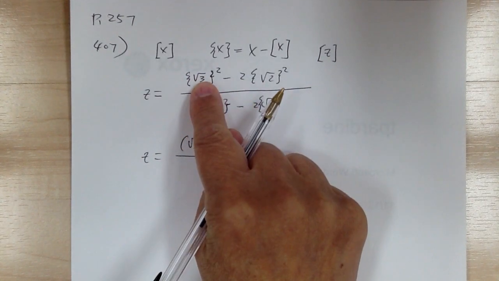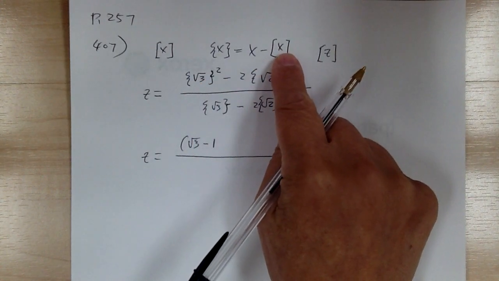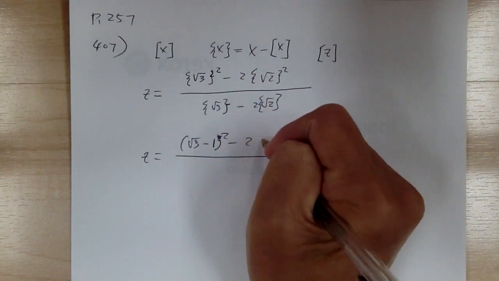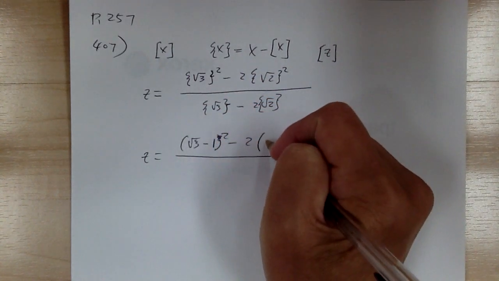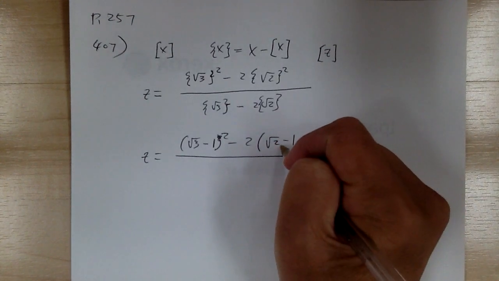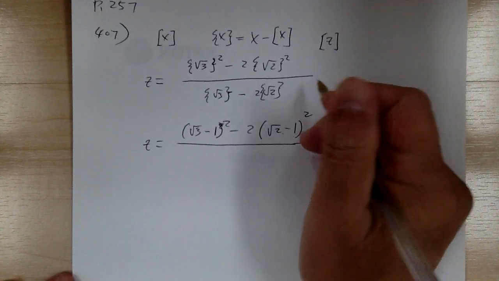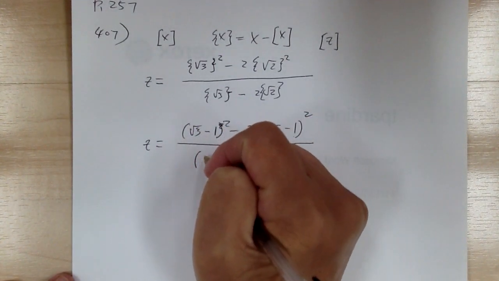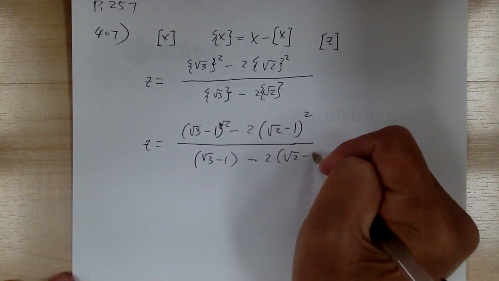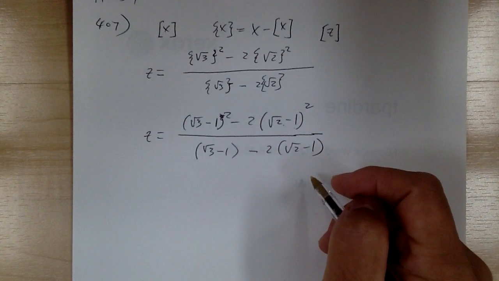Because this is 1.7, the floor function will give you 1, right? And the square root of 2 is 1.4, so the floor function, or the greatest integer function, will equal 1. And on the bottom, you get square root of 3 minus 1 minus 2 times square root of 2 minus 1. Okay, so now you just have to work it out.